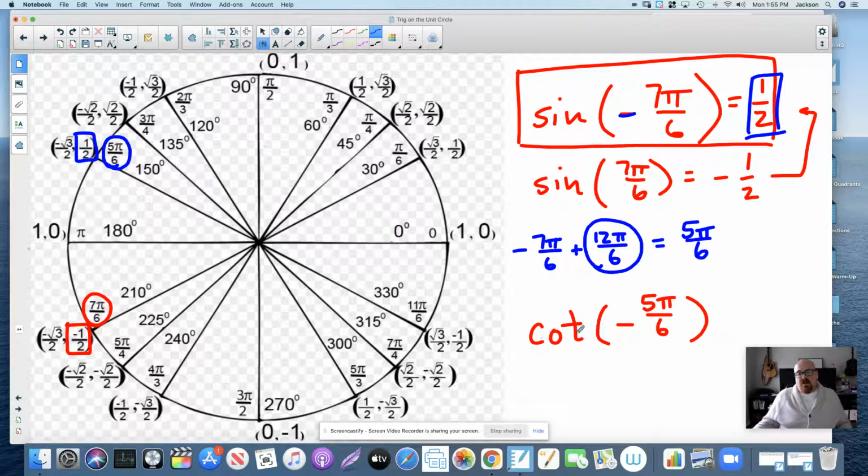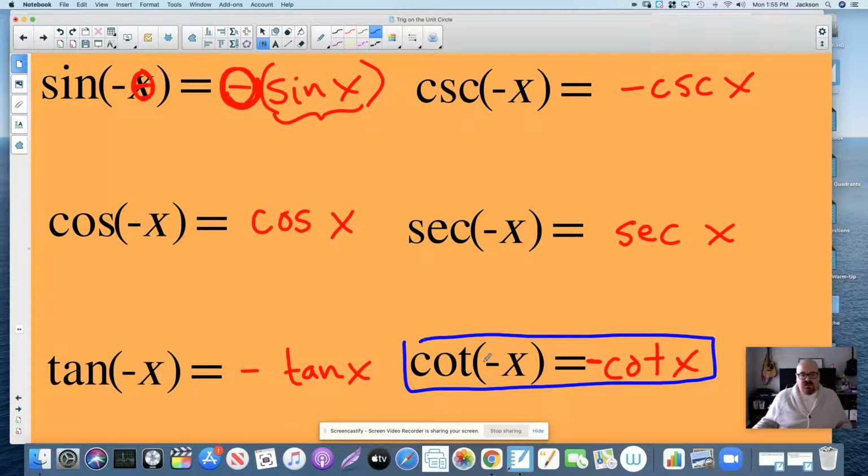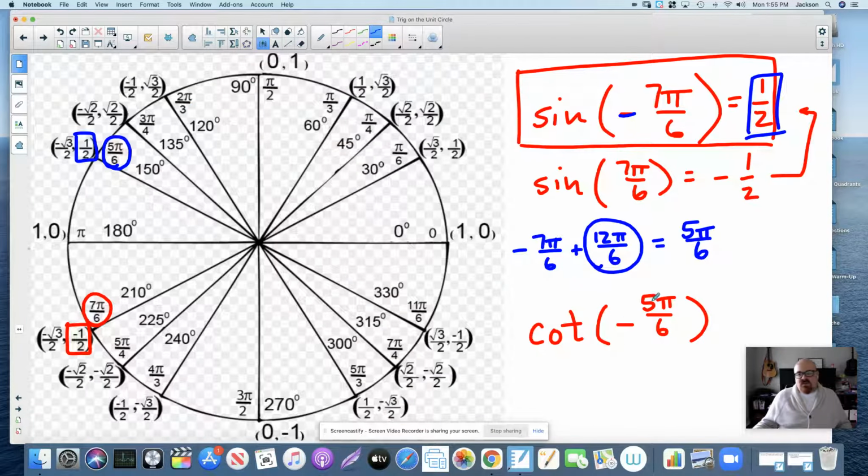Okay, how do you find the cotangent of negative 5 pi over 6? Cotangent is an odd function. So if you want the cotangent of a negative angle, find the cotangent of the positive angle and then take the opposite. So what's the cotangent of negative 5 pi over 6? Well, let's do the cotangent of positive 5 pi over 6.